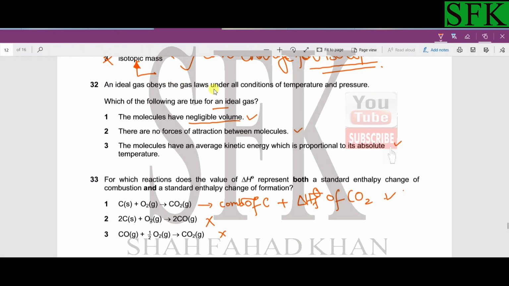An ideal gas obeys the gas laws under all conditions of temperature and pressure. Which of the following are true for an ideal gas? These are actually the assumptions of an ideal gas that you need to learn in your theory part. The first one says that molecules have a negligible volume. This is true according to the assumptions of an ideal gas. Intermolecular forces are negligible. This is also correct. And the molecules have an average kinetic energy which is proportional to their absolute temperature. This is also correct. So all three are correct. A is the correct option for this.